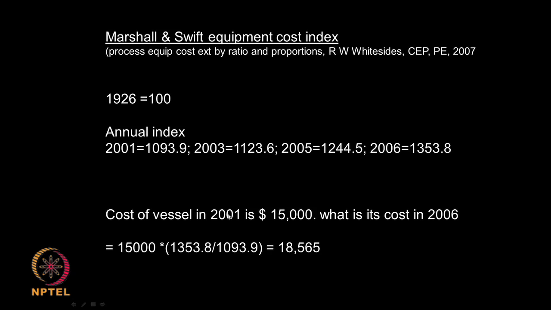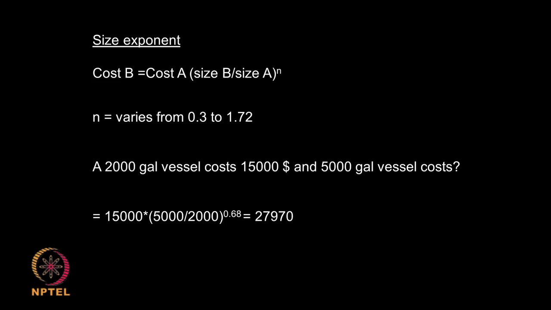So, cost of vessel in 2001 is 15,000. What is the cost in 2006? So, I can put in those numbers, 15,000, and then I will put in the M&S factor and so on, I will get it is about $18,565.